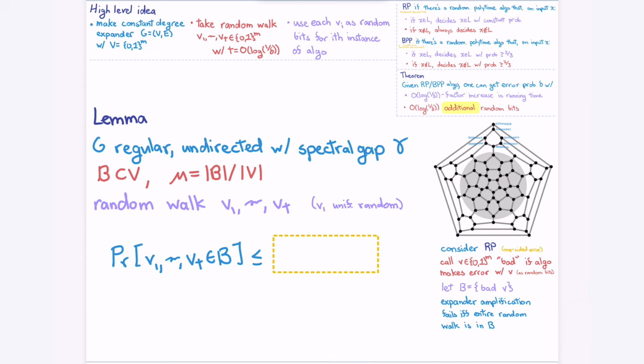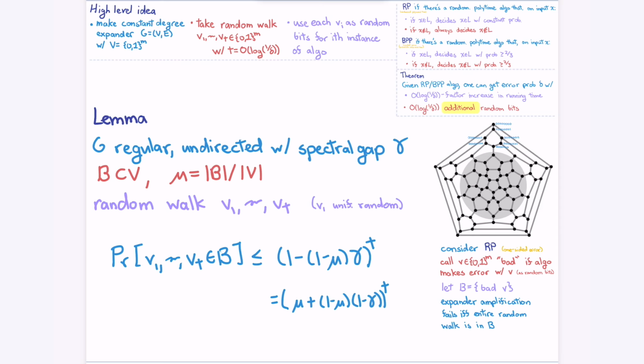So the lemma we're going to prove is this. Let's say the expander has a spectral gap gamma, which will be some big constant, and I'm going to let mu be the proportion of bad vertices. You can think of that as 1/2. Then the odds that the entire walk, where the first vertex is sampled uniformly at random and then the rest does its thing, stays in B, is at most (1 minus (1 minus mu) gamma) to the t.